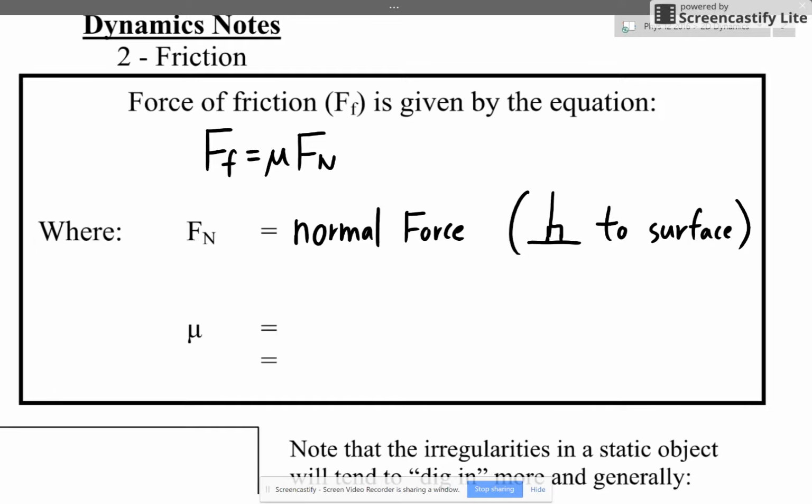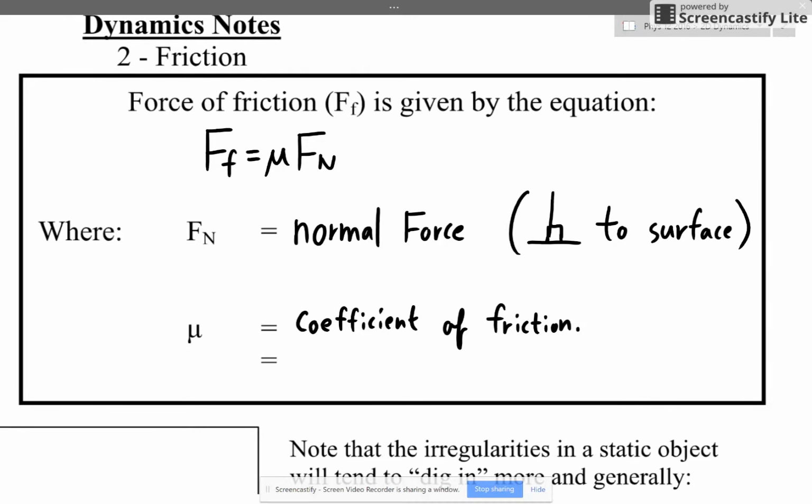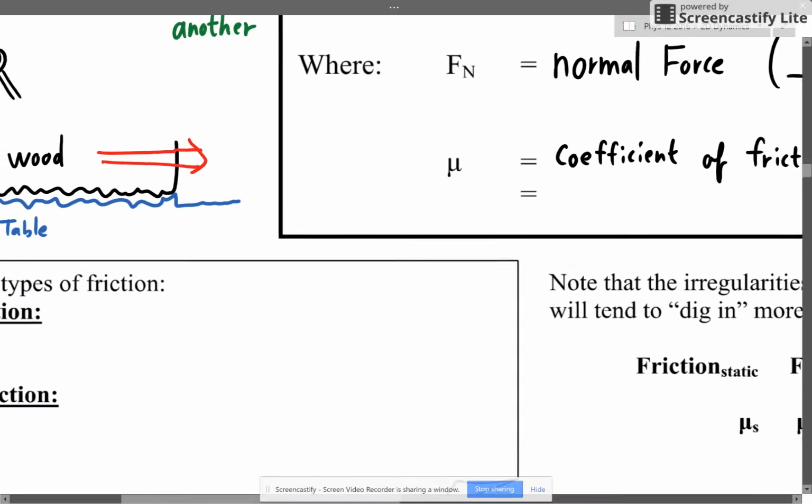Okay, so how about mu? Mu is the coefficient of friction, and that depends on the material. You should have all of these already pretty familiar from last year, so I'm not going to go into too much detail on that equation. Basically, friction is proportional to the coefficient of friction, mu, and also proportional to the normal force, Fn.